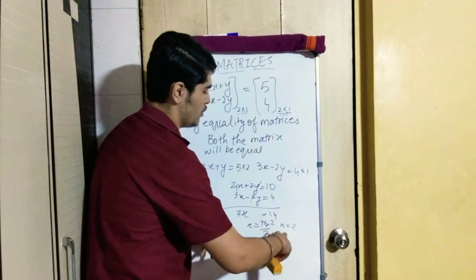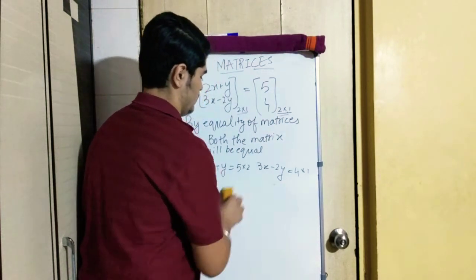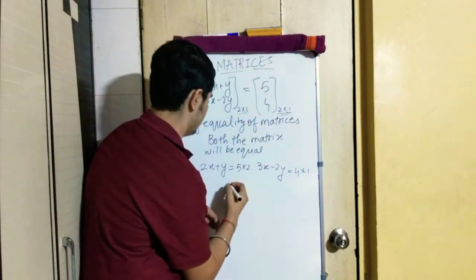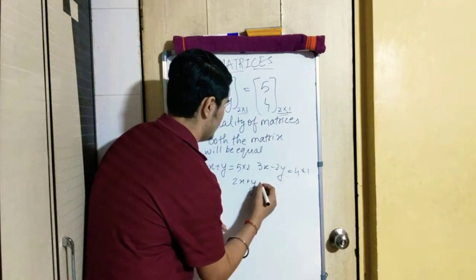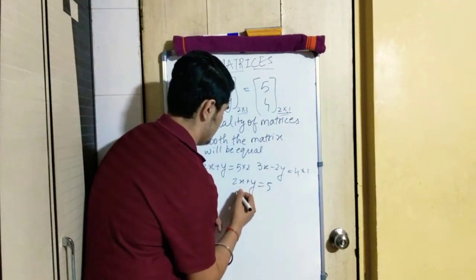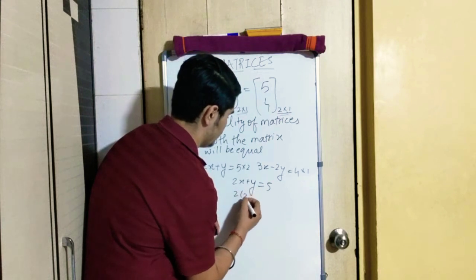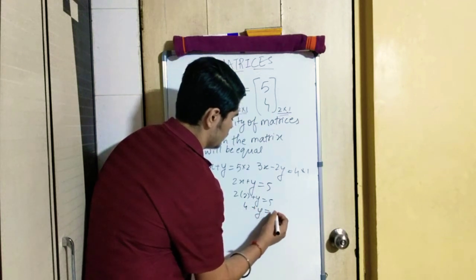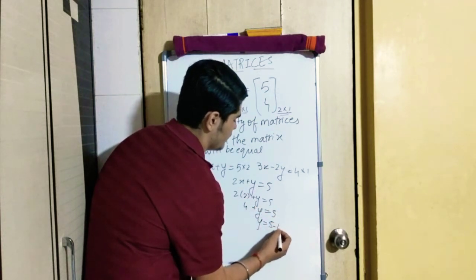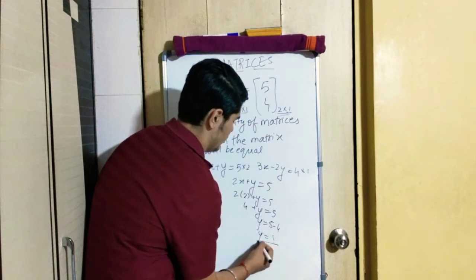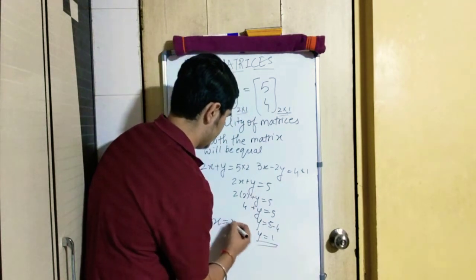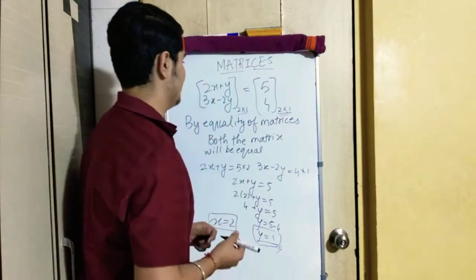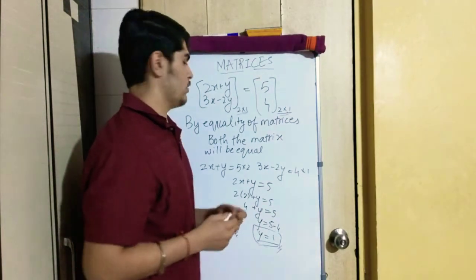So just remember the value of x is 2. We are putting x is 2 in any of the equations. 2x plus y is equals to 5. And here we get 2 into 2 plus y is equals to 5. 4 plus y is equals to 5. y is equals to 5 minus 4. y is equals to 1. So here we get x is 2 and y is 1. So I hope you have got it. You can copy it down.